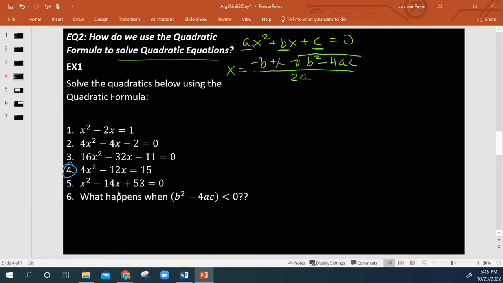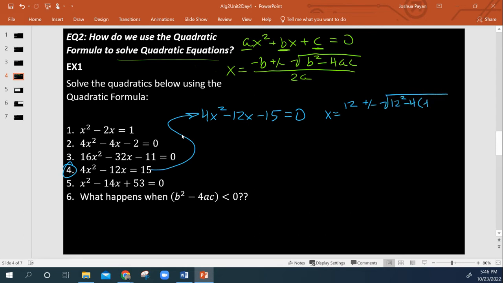Okay, so we have 4x squared minus 12x equals 15. Again, we are not in standard form, so we're going to go ahead and do that. So 4x squared minus 12x minus 15 now equals 0. We are in standard form. We're good to go. x is going to be equal to negative b, so negative negative 12 is just positive 12, plus or minus the square root of b squared minus 4 times a times c, all of that over 2 times a.